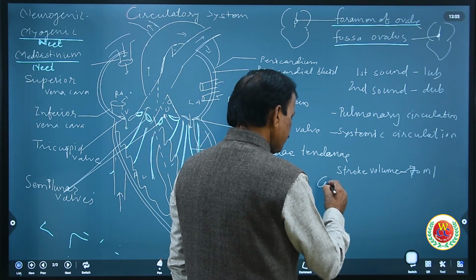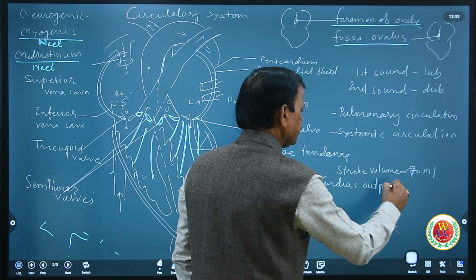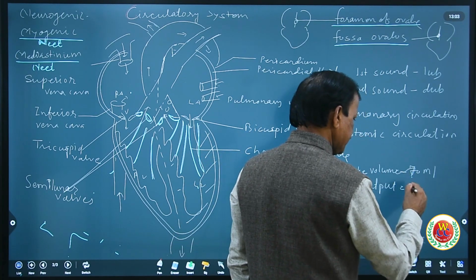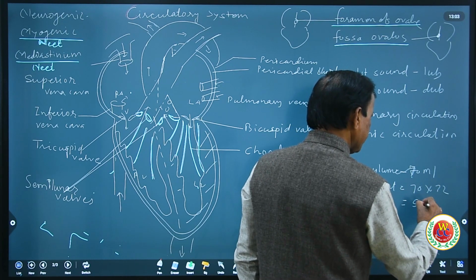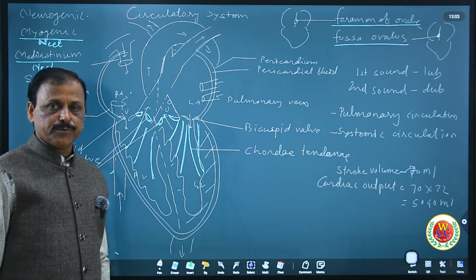And what is cardiac output? Cardiac output is nothing but stroke volume into number of heartbeats. So 70 into 72 comes to 5040 ml. So 5040 ml is the cardiac output.